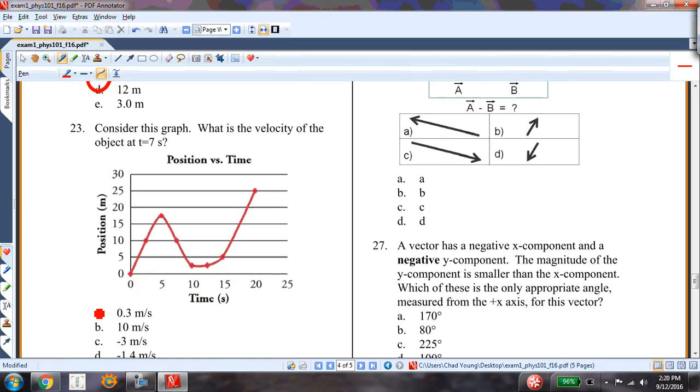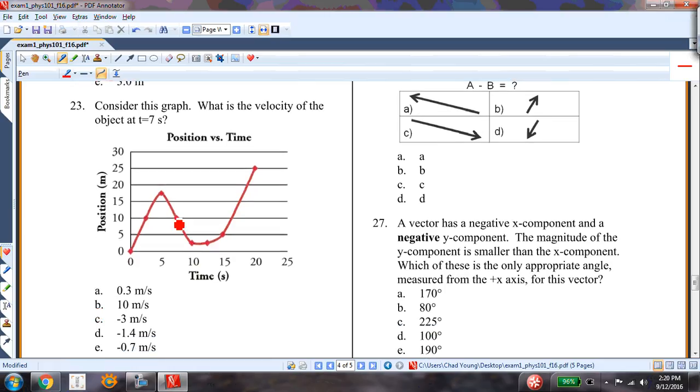Consider this graph. What is the velocity at t equals 7 seconds? All right, well, this is 7 seconds, so I'm looking for the slope of this graph. First of all, it has to be negative, so I'm going to get rid of these because I know it can't be that. And then I'm going to do my rise over my run. It looks like from about 2 up to 17. So my rise is minus 15. I know it's negative because this is negative, but if you're not certain about that, you just say 2 minus 17. That's equal to negative 15.